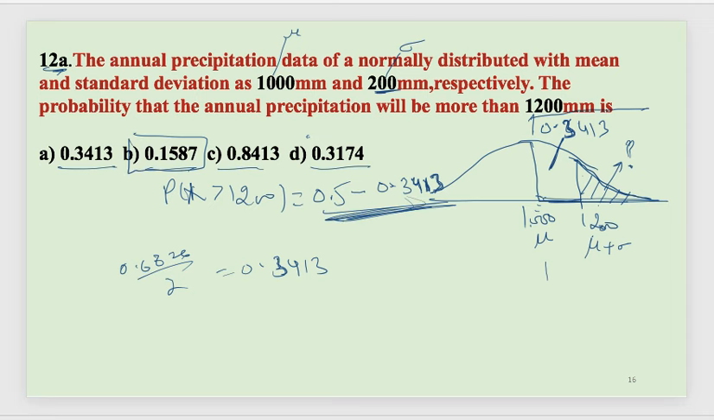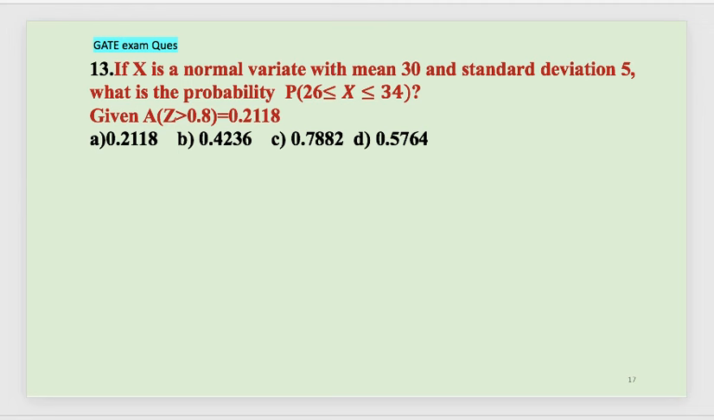Now let's move ahead with more questions. In this session I am taking up 22 questions, so a few questions I would like to be done by you only. So let's see the 13th one.